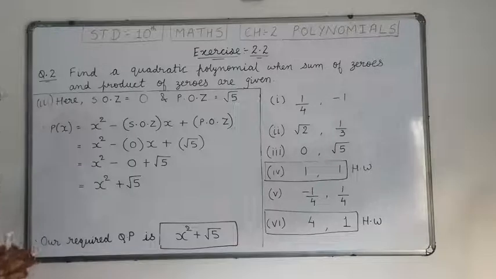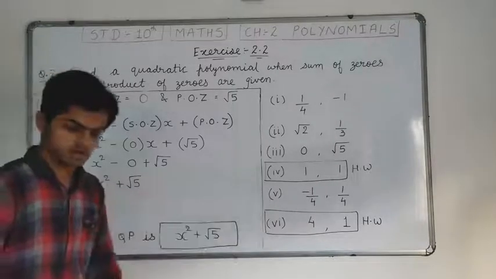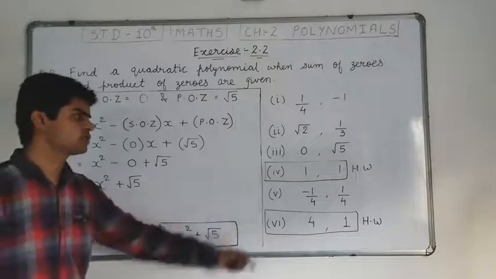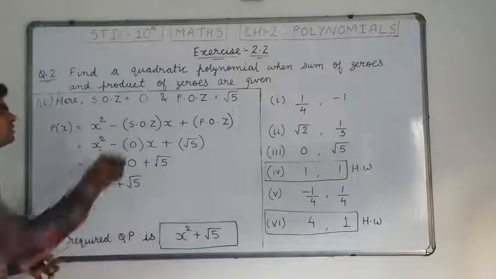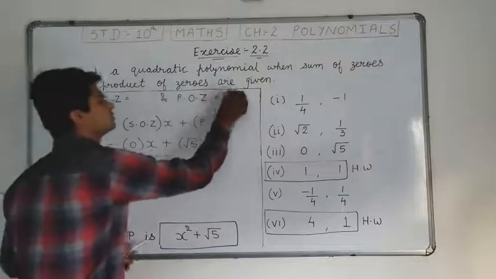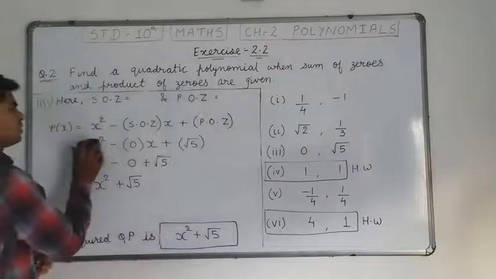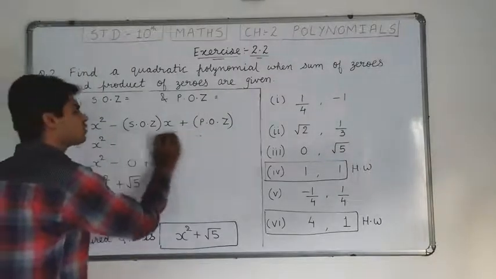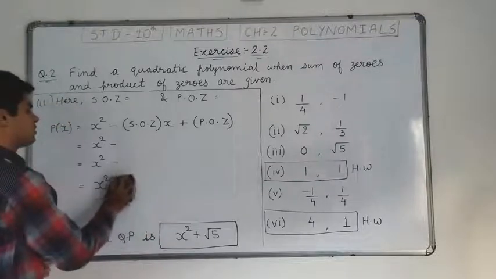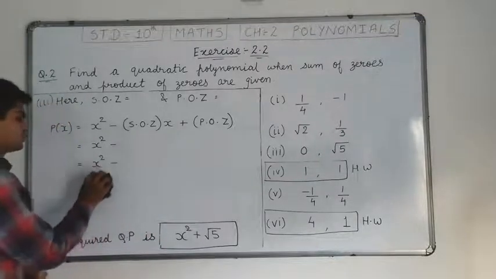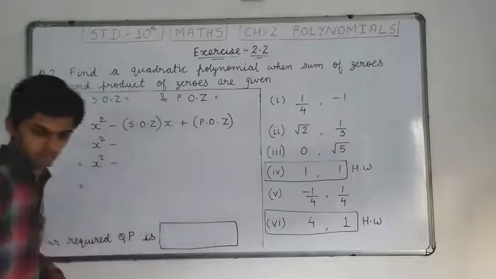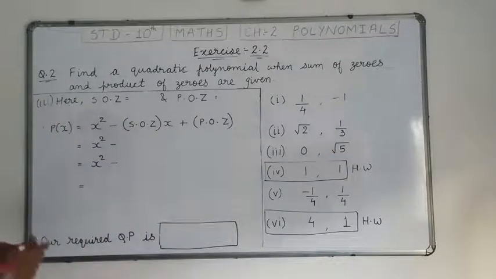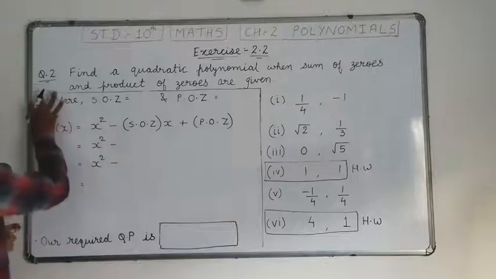Understood? So now we will do our last sum, that is the fifth one. Fourth and sixth will be your homework. All these 6 sums are easy only. It is your good luck if this type of questions come in the exam. So let us start with the fifth sum.